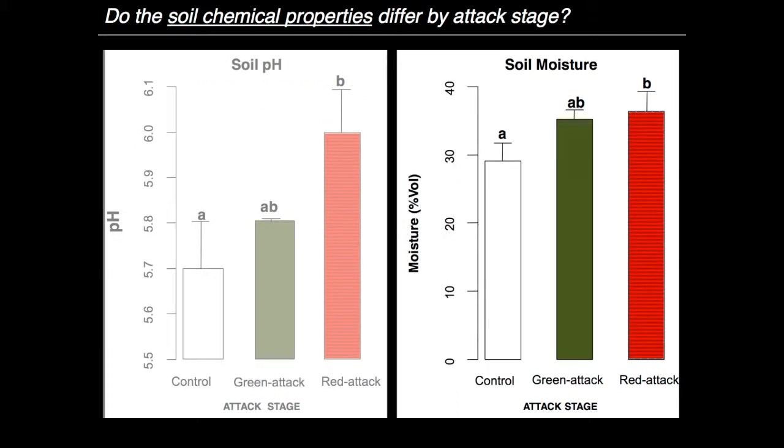Our soil pH was becoming more alkaline. It was trending upward across the gradient here. So we had about 5.7 there for our control, and about 6 pH for our red attack stands. Soil moisture that we captured through that single measure, which we'll do more of in the next field season, also reflected changes in which the red attack stand was higher by about 30% in soil moisture as a percent volume relative to the control.